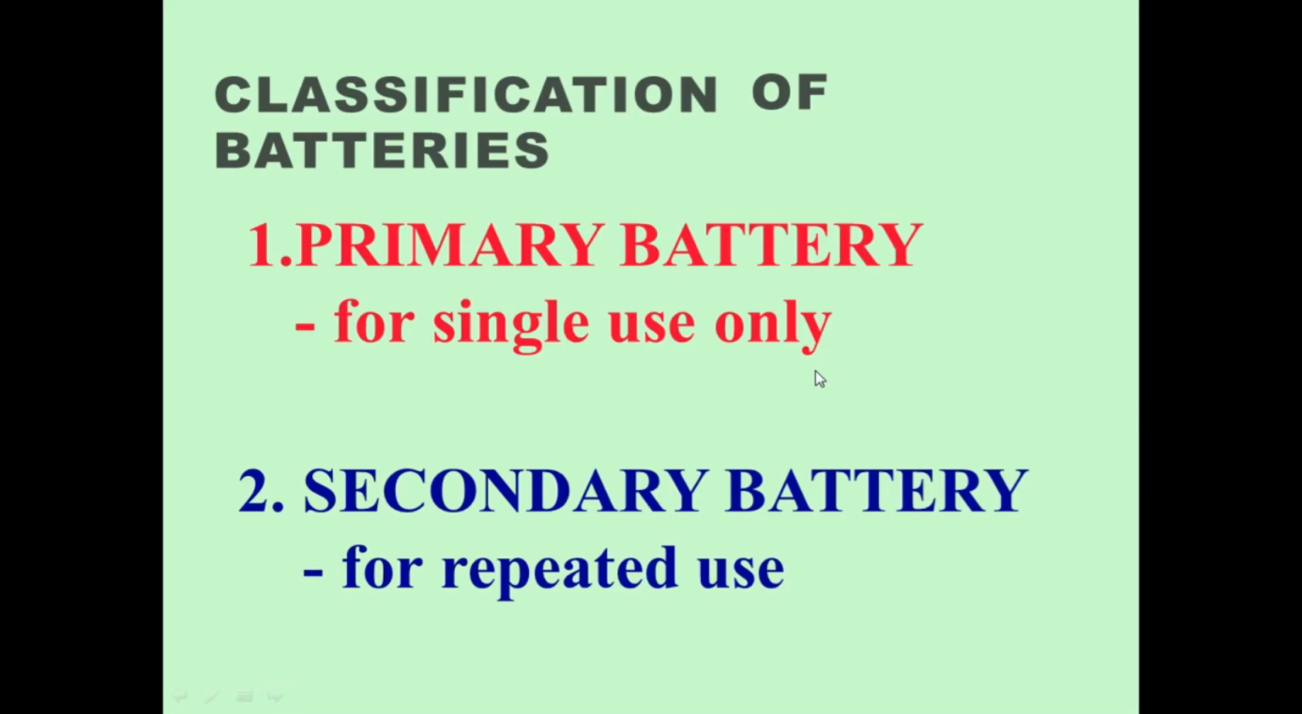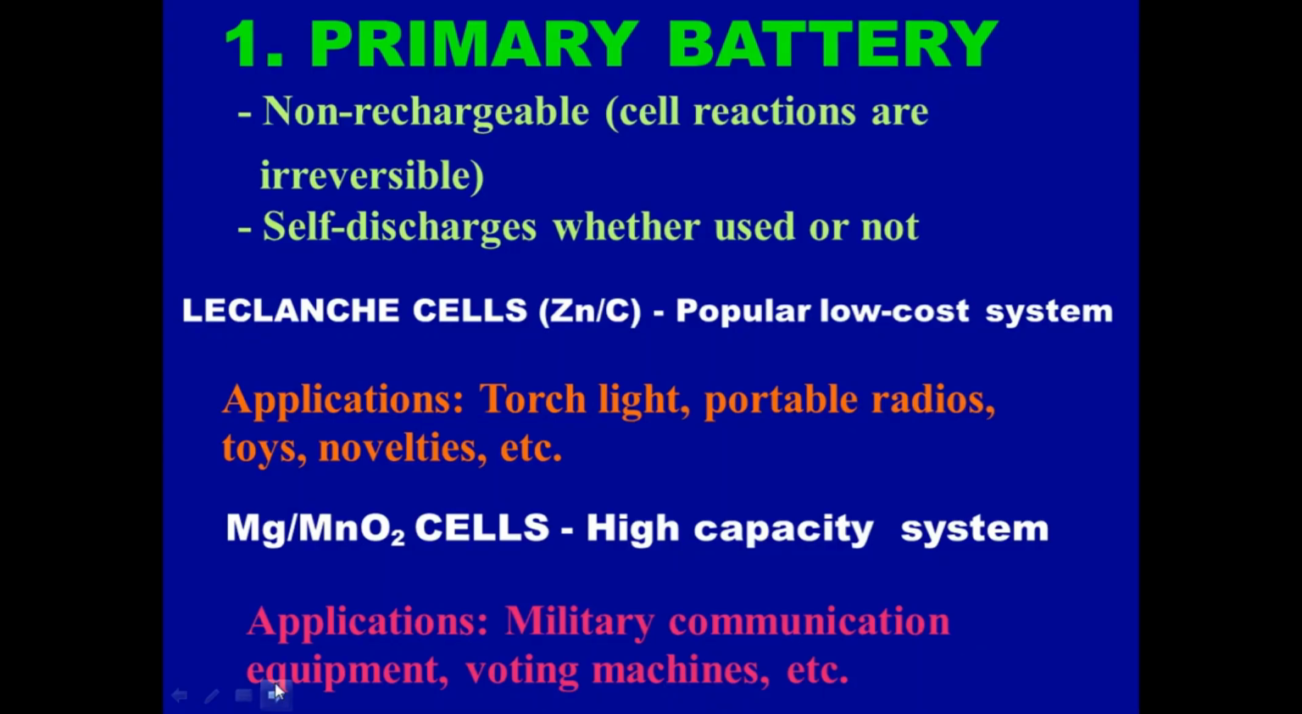And we have two types of battery classification. One is primary battery, another one is secondary battery. The primary battery can be used for only a single use. Secondary battery can be used for repeated use. That means primary battery is non-rechargeable. Cell reactions are irreversible. Once the charge is discharged, we cannot recharge it. For example, it is used in torch, portable radios, toys, novelties, etc.